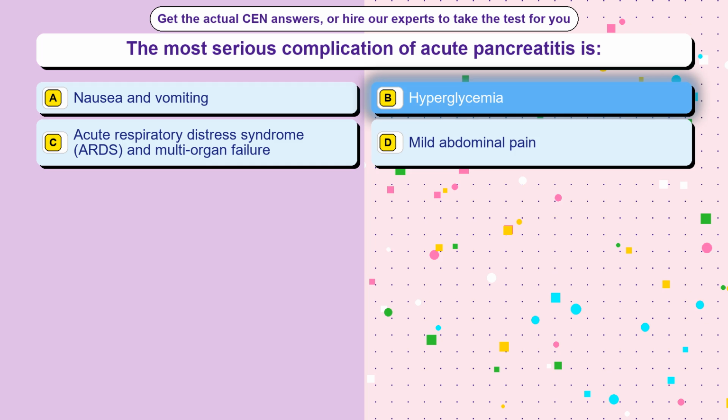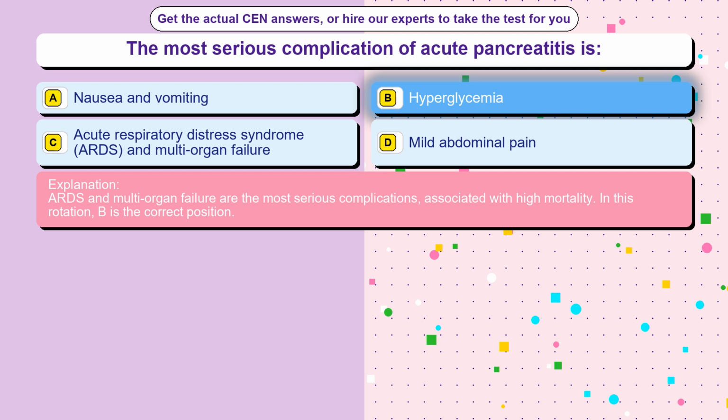The correct answer is option B. Hyperglycemia. ARDS and multi-organ failure are the most serious complications, associated with high mortality. In this rotation, B is the correct position.